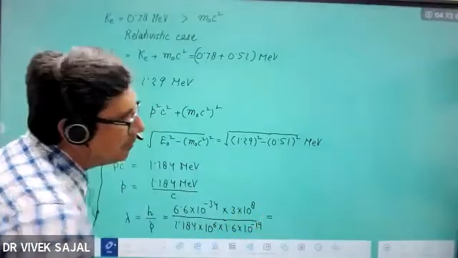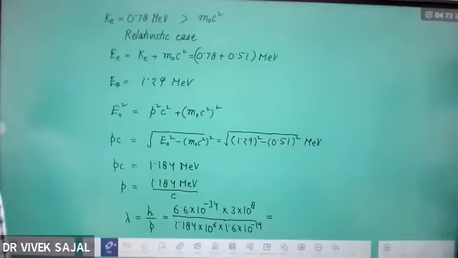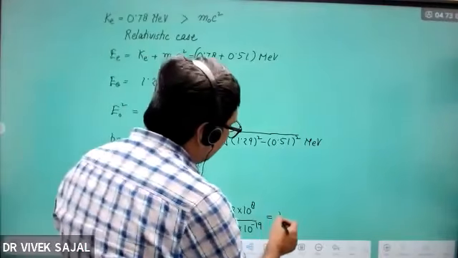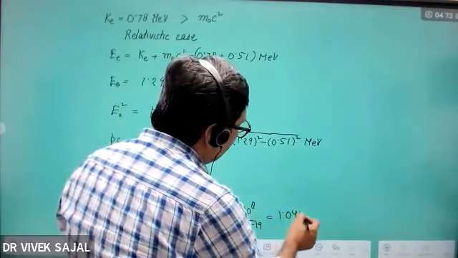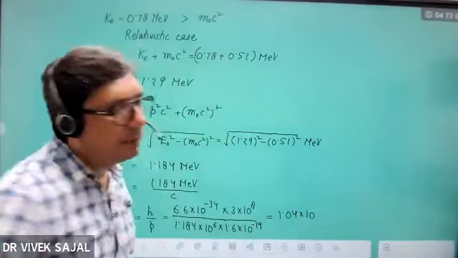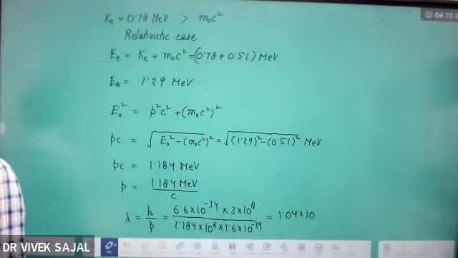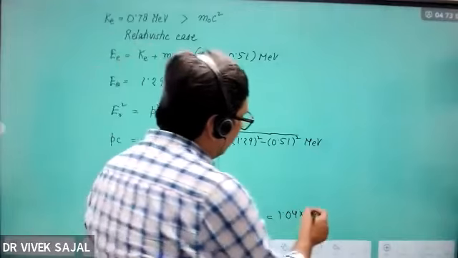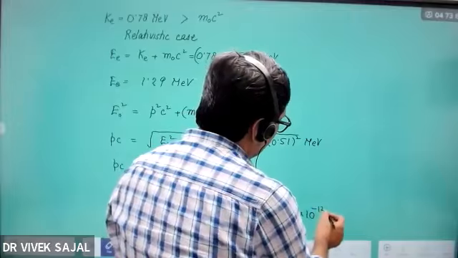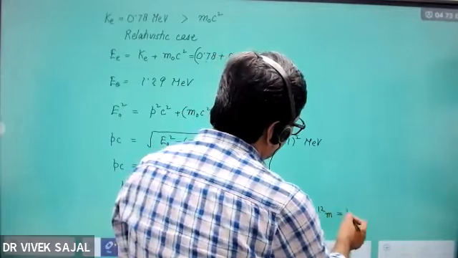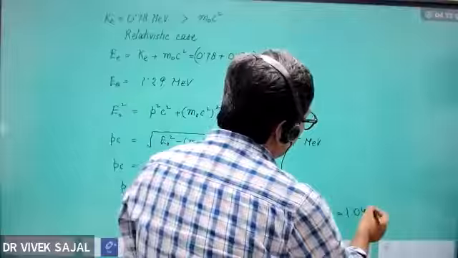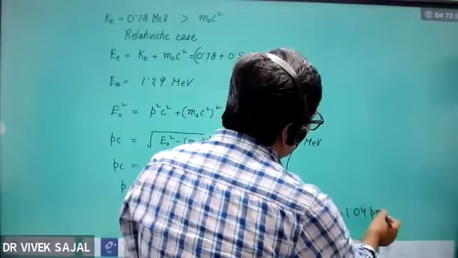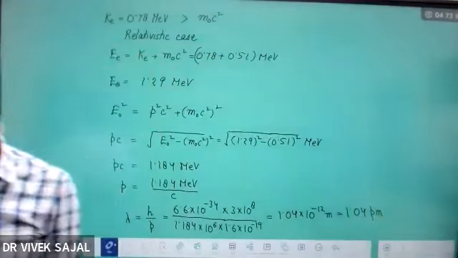Calculate this wavelength. Tell me what it will be. This will be 1.04 into 10 to the power minus 12, it should come. It will come in picometer, 10 to the power minus 12 meter. We just did a question of this same type. 1.04 picometer. This will be your answer.